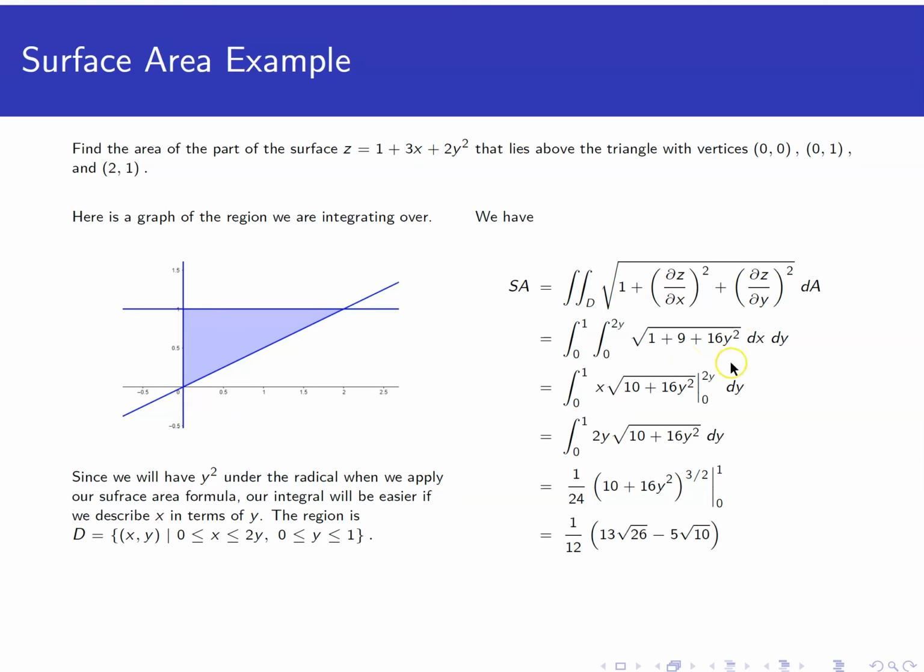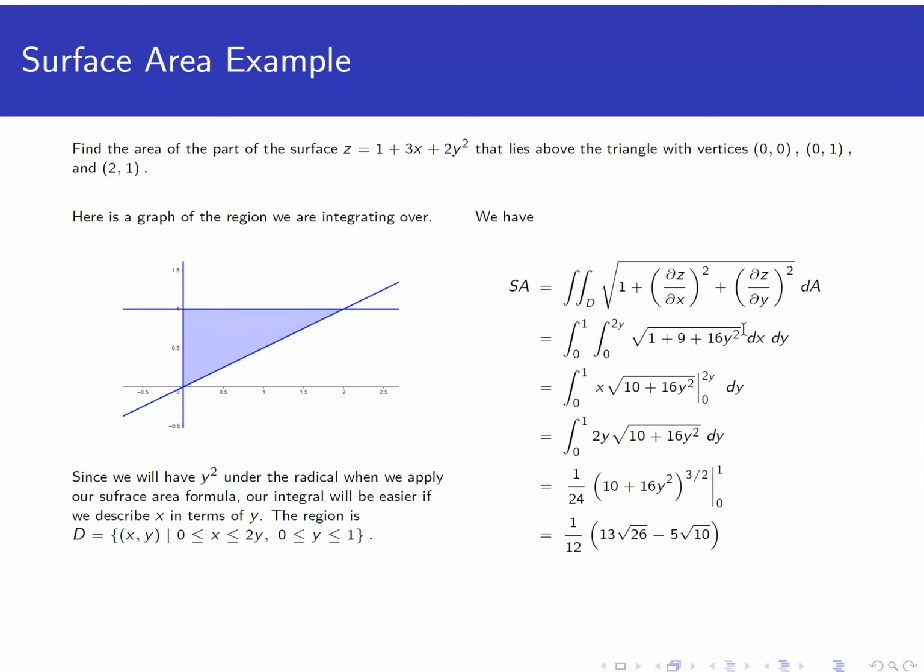So since I have a y squared under the radical, to do this with respect to y first would be difficult because I would need to use some sort of trig substitution, or use one of our tables of integrals to be able to write down an antiderivative. That's just a harder way to do it. So let's instead integrate with respect to x first.